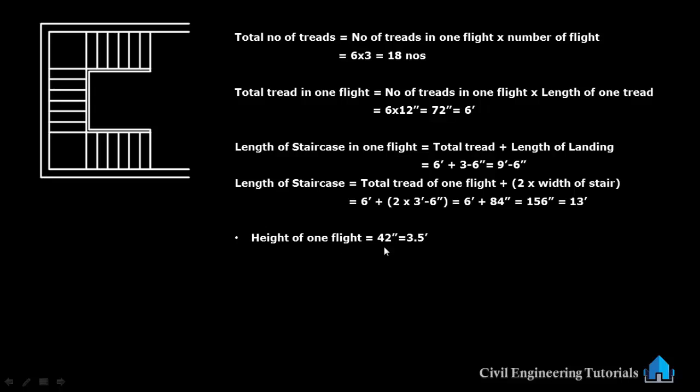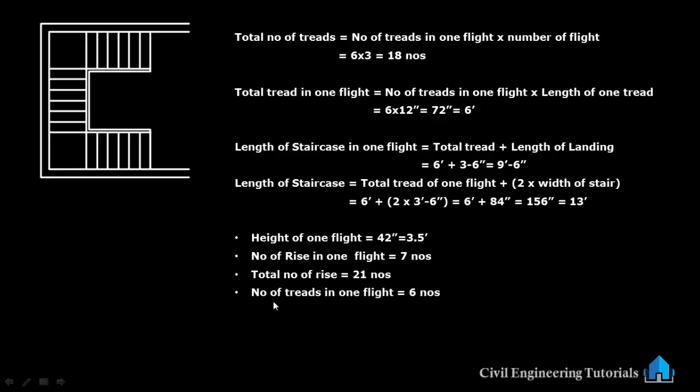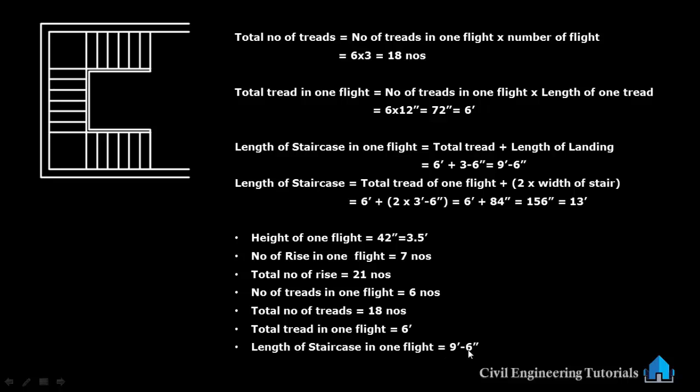Now the height of one flight, we have calculated there, is 42 inch or 3.5 feet. Number of rise is 7 numbers. Total number of rise 21 numbers. We have calculated this. Number of treads in one flight 6 numbers. Total number of treads 18 numbers. Total tread in one flight 6 feet. Length of staircase in one flight 9 feet 6 inch. And length of staircase 13 feet. We have calculated this.